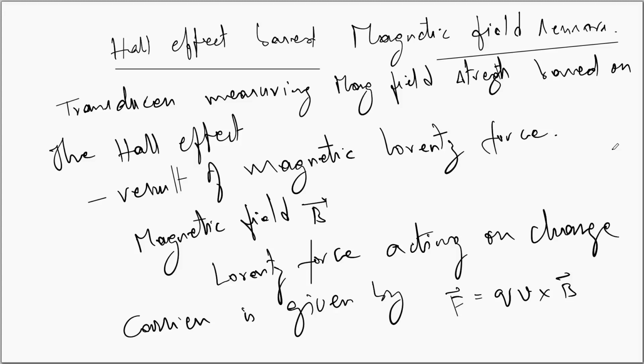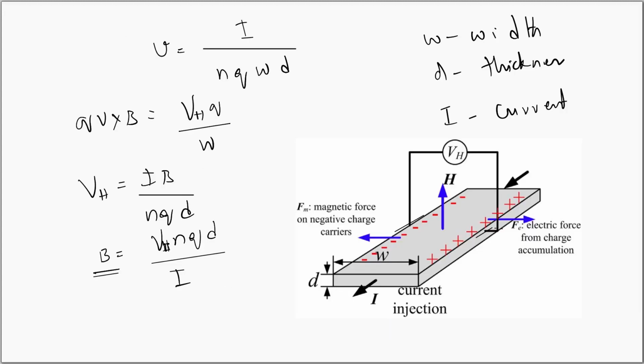After that, we have seen the Hall effect based magnetic field sensors. It is based on the magnetic Lorentz force. A specimen carrying current, when placed in a magnetic field, the charge carriers in the conductor will experience Lorentz force, and the magnetic Lorentz force acting on the charge carriers is given by F is equal to Q V cross B. So one can measure the potential difference that is established as a result of the magnetic field.